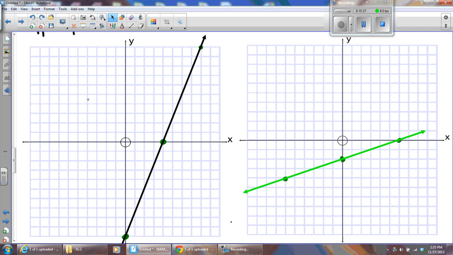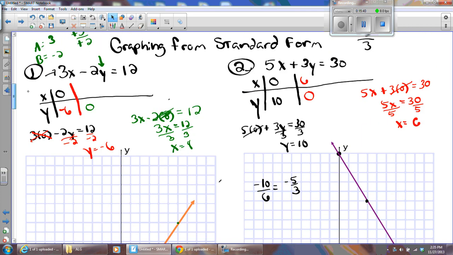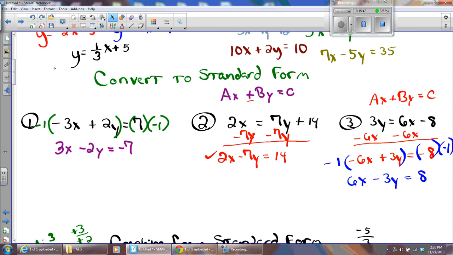There we go. All right, so that is graphing from standard form, being able to write in standard form, and that's how we do it.